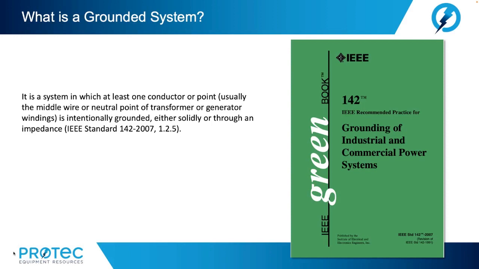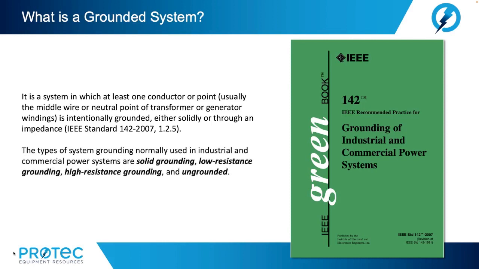So what is a grounded system? It is a system in which at least one conductor or point, usually the middle wire or neutral point of a transformer or generator, is intentionally grounded, either solidly or through an impedance. This is the definition in IEEE Standard 142, 2007, paragraph 1.2.5. The types of system grounding normally used in industrial and commercial power systems are solidly grounded, low resistance grounded, high resistance grounding, and ungrounded systems.